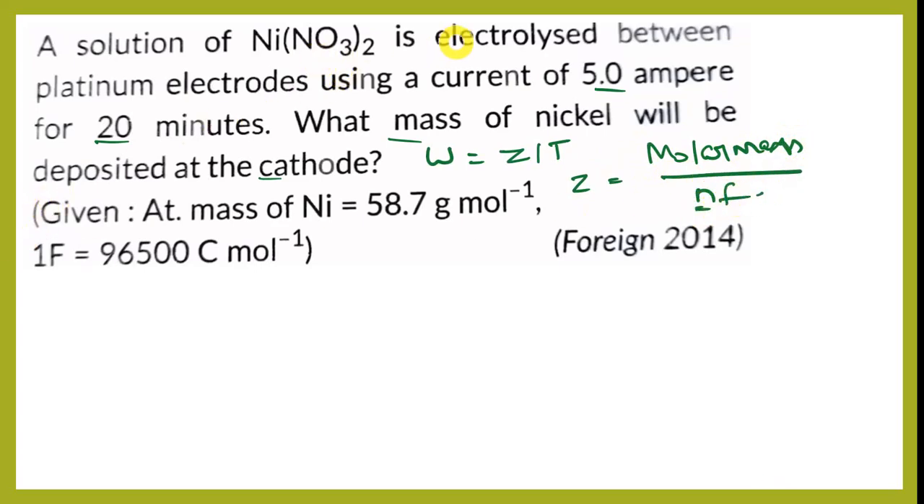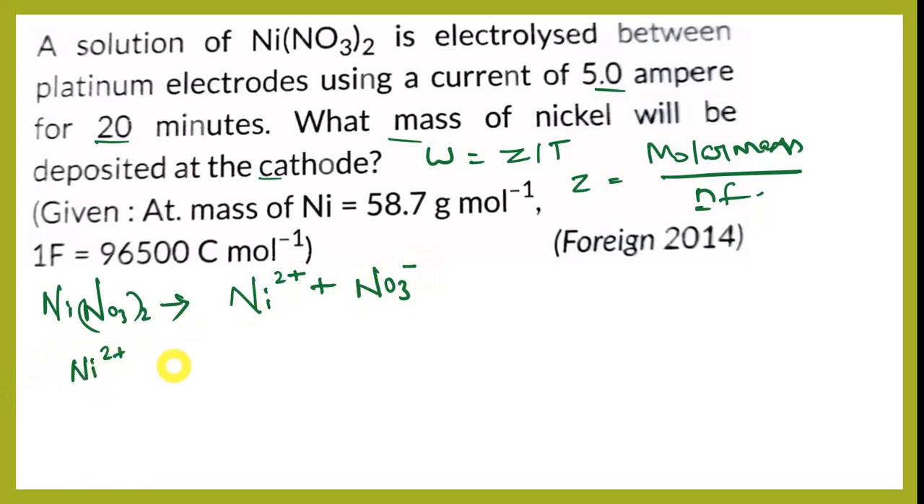So what happened here? Nickel nitrate is electrolyzed here. Let us write the equation: Ni(NO3)2 electrolyzed gives Ni2 plus and NO3 minus. So what happens here? This Ni2 plus should get 2 electrons to become Ni, right? So the number of electrons involved here is 2.